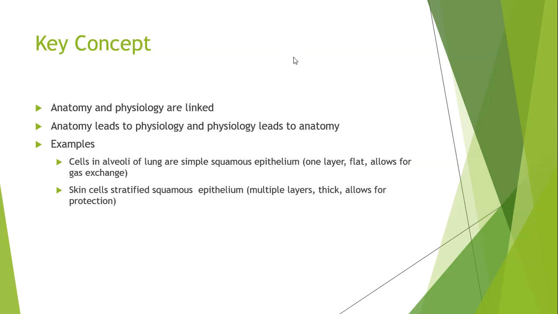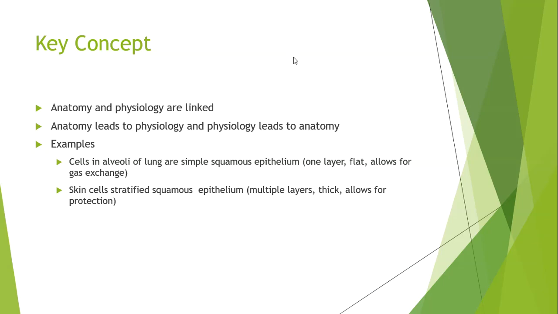And these two things are linked together. Anatomy leads to physiology, and physiology leads to anatomy. We know what a kidney does and where it is, and that would be our anatomy, but its actual renal function would fall into the physiology category. And then its physiology might lead to changes in our anatomy. So these things are interrelated.